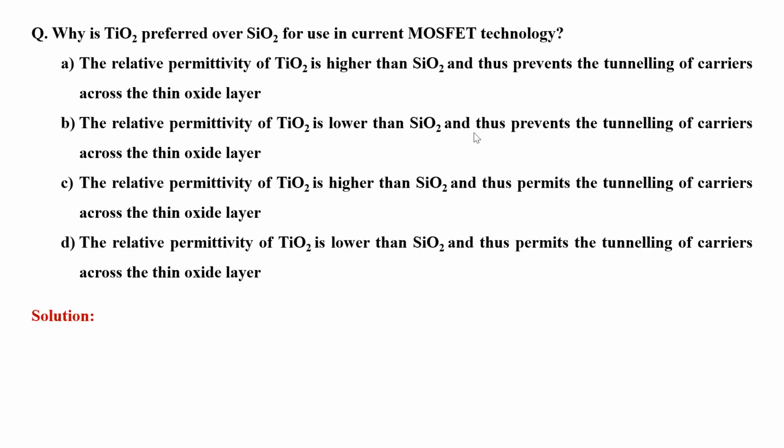Okay, so why is TiO2 preferred over SiO2 for use in current MOSFET technology? It's based on whether the relative permittivity of TiO2 is higher than SiO2 or not. Based on relative permittivity, it will prevent tunneling of carriers across the oxide layer. So usually TiO2 will be preferred, and what is the reason? Will the relative permittivity be higher or lesser?